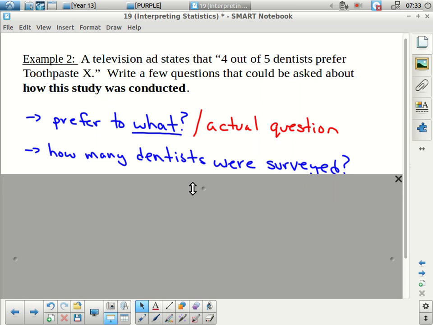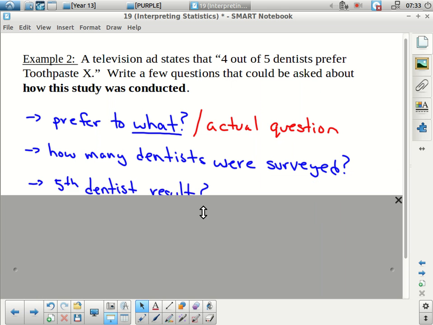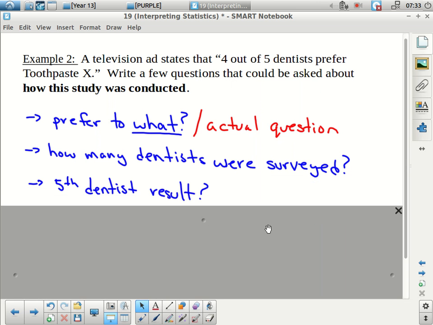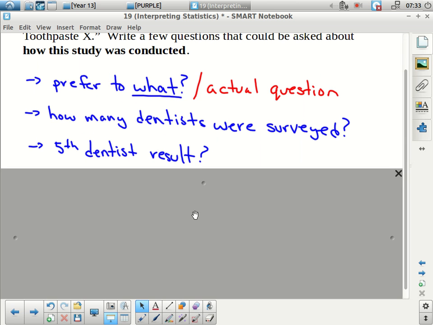Okay, how many were surveyed? Is this descriptive, literally 4 out of 5 people were asked? Or is this trying to be inferential, saying that we surveyed 1,000 dentists and 800 of them preferred this one? So knowing the sample size would be really useful here. Okay, what did the 5th dentist actually say? Did he not prefer it? Was he neutral? What is the 5th result there?